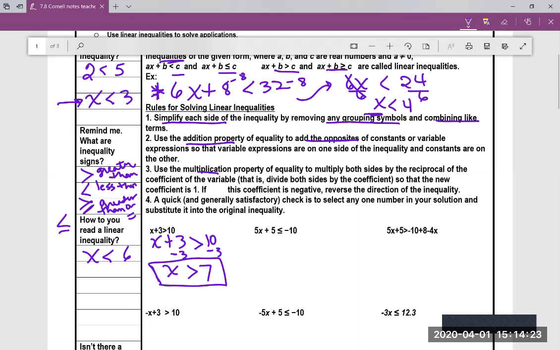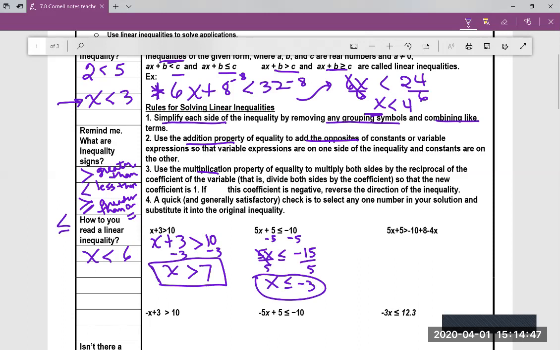This one right here, we're going to start by subtracting 5 from both sides, again trying to get the x on a side by itself. Minus 10 minus 5 is minus 15. Then I'm going to divide both sides by 5. So x is less than or equal to negative 3. Done. You could check the answer there if you wanted to.